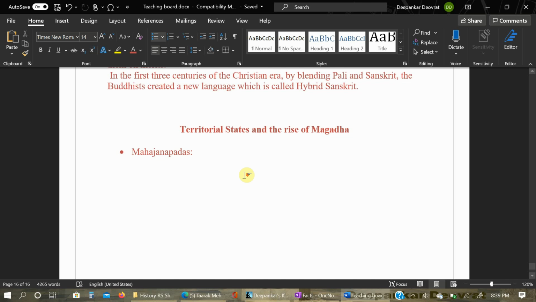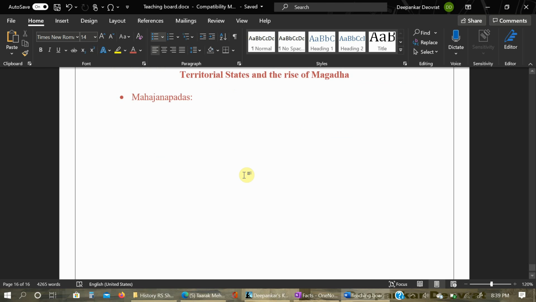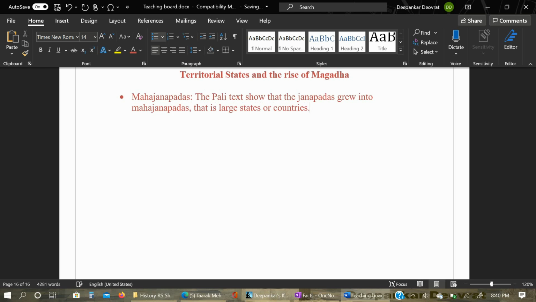So we will see the territorial states and the rise of Magad, how Magad rose and what was the reason behind it. So we will see first what is Mahajanpadas. As per the Pali text, the Janpadas grew into Mahajanpadas, that is large states or countries.